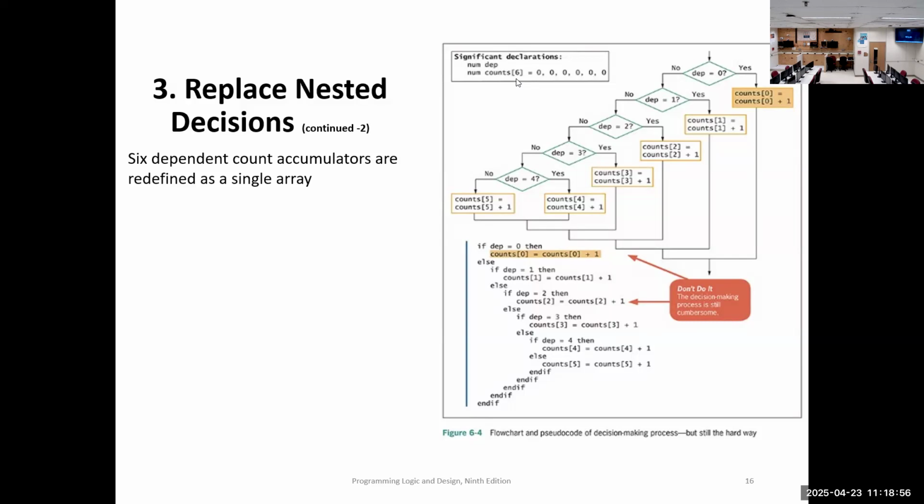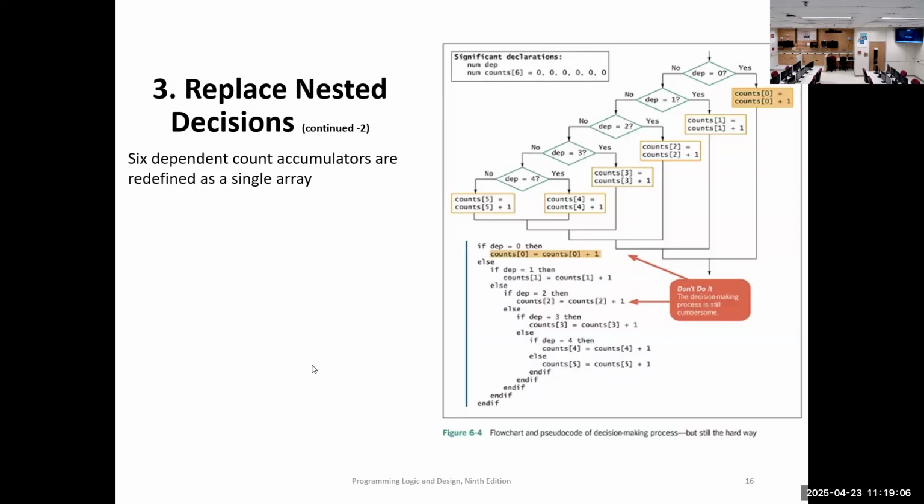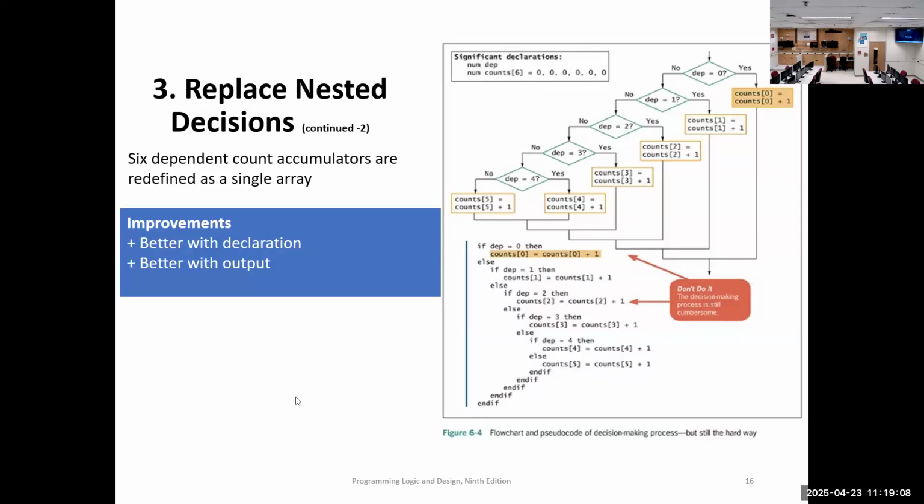I do the loop only, right? Back then, I had to do it 1, 2, sorry, 1, 2, 3, 4, 5, 6 separately here. Now, what happened with this program? Better with declaration. You see, I just declare the array one time only, right? And what is it? Better with the output.